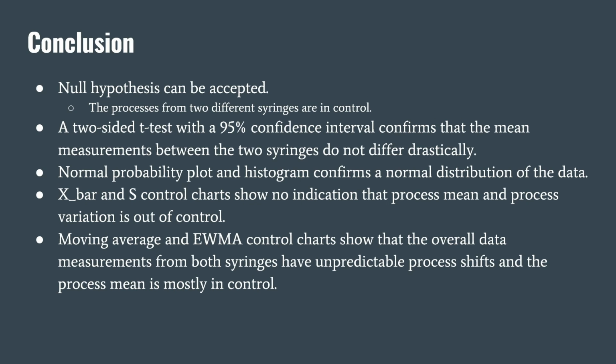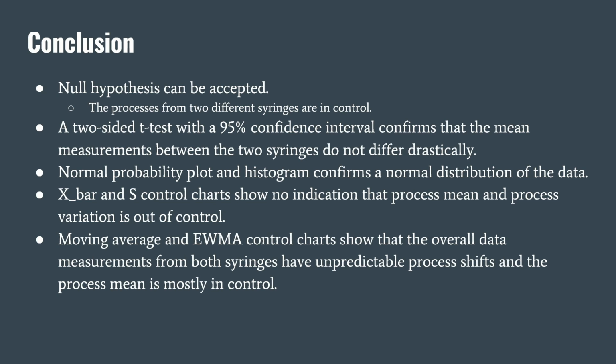From our project on analysis of homemade pancake area measurements, we came to the following conclusions. The null hypothesis was accepted for both the syringes as both the processes were in control. A two-sided t-test with 95% confidence interval was done, which confirmed the mean measurements between the two syringes do not differ drastically. A normal probability plot and histogram plot confirmed the normal distribution of our data. X bar and S control charts didn't show any indication that the process mean and process variation is out of control.